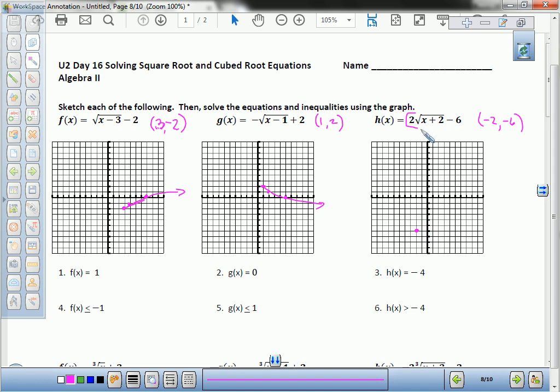Now, because of the 2 out in front, the square root of 1 is 1, the square root of 4 is 2, the square root of 9 is 3, but we have to double those. So we go over 1, up 2, over 4, up 4, over 9, up 6. And there's this one.